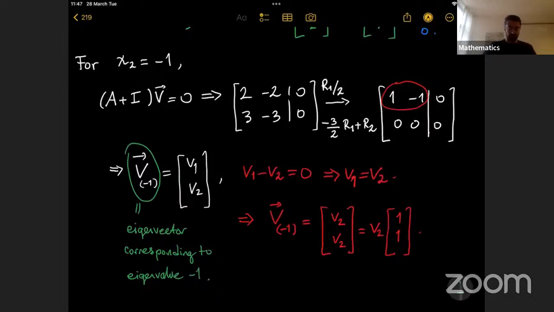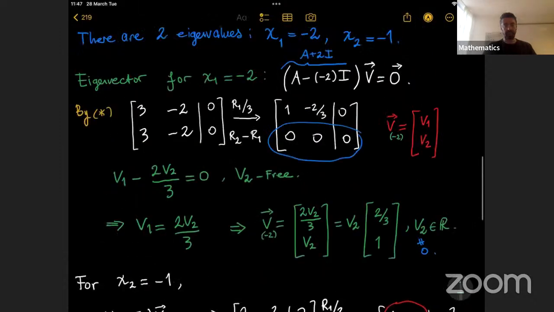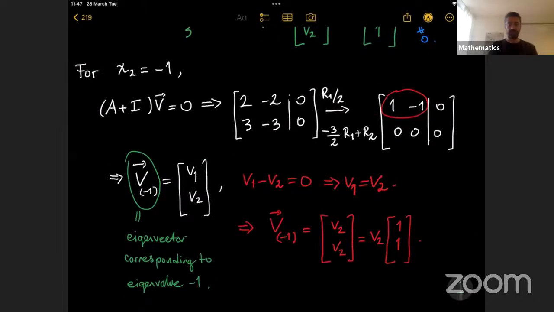Right, so there's one question. Do V2 here and V2 above here, are they different? Right, they are different. They are arbitrary real numbers. They are not related to each other. So when we solve for eigenvectors, they are not related to each other. For different eigenvalues, we will have different eigenvectors, okay? All right, any other comment, question?